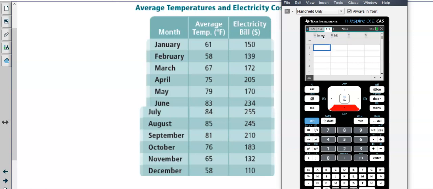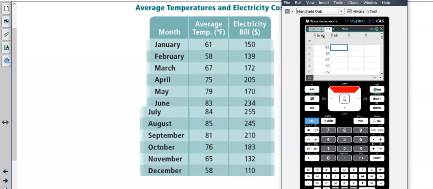You use a name, just call it something. And so 61, hopefully I'll type these all right, 58, 67, 75, 9, 83, 84, 85, 81, 76. Helps me to say I'm 58. Okay.